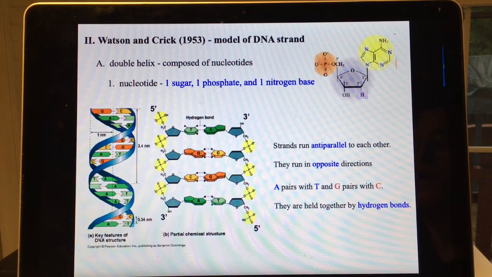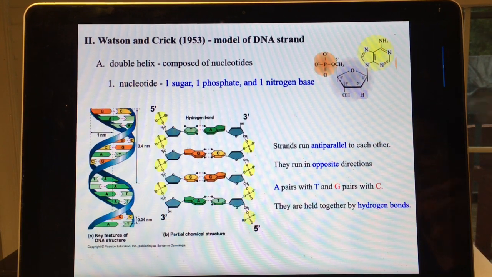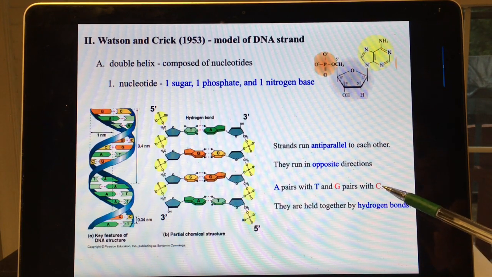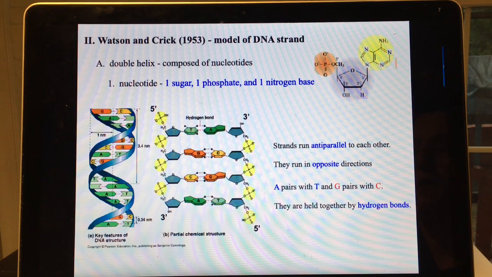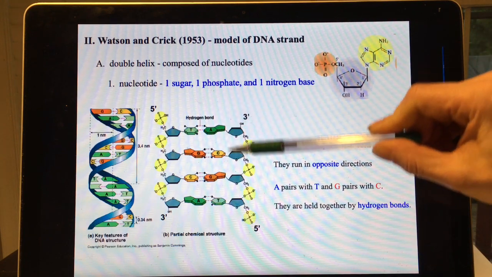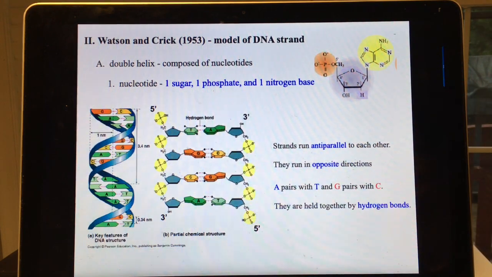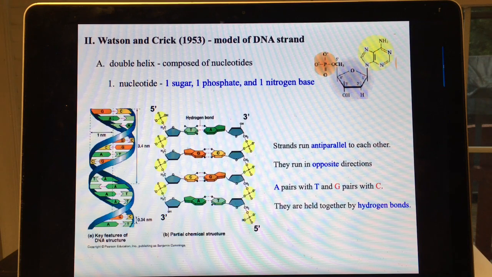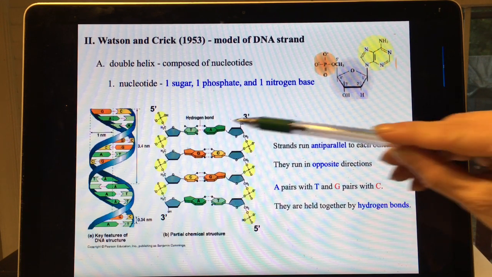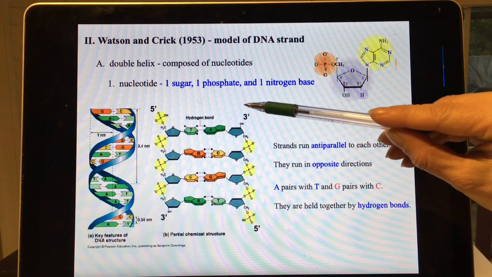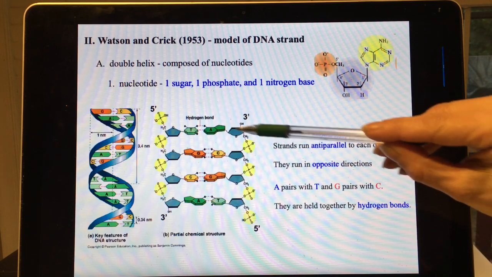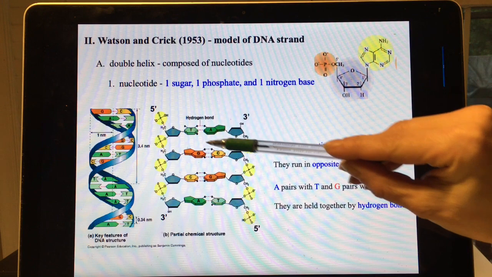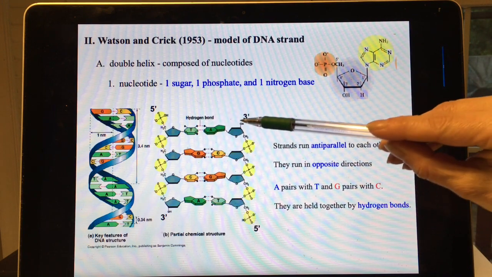Remember that adenine always pairs with thymine, and guanine always pairs with cytosine. And there's an important vocabulary word that you were taught in first quarter, which was complementary. So the two strands are complementary to each other. So when they open up, it's very easy to build a new complementary strand on the old strand. They're held together in the center by hydrogen bonds, and one sugar, one phosphate, and one nitrogen base. That part would be a nucleotide.